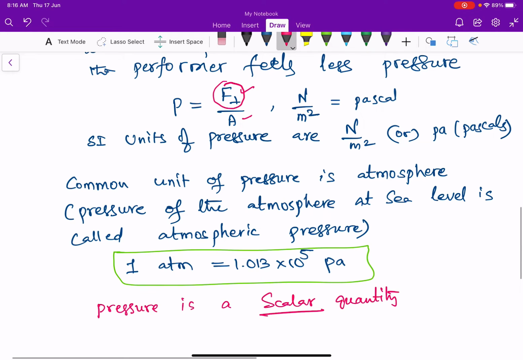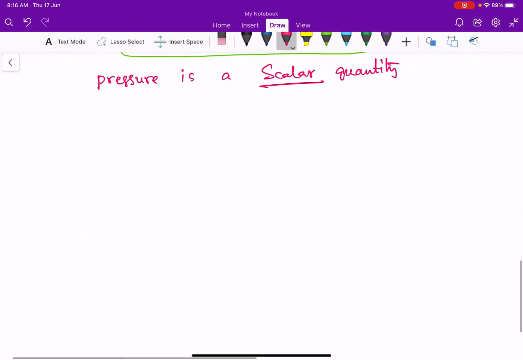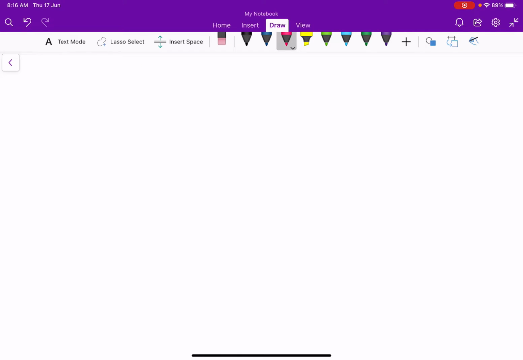Force is a vector, but here we are not taking the entire force. This is nothing but the perpendicular component of force, the normal component of force. That one component will lie along only one of the directions. So pressure is a scalar quantity here, not a vector quantity. Here we are going to define one more term, that is density.